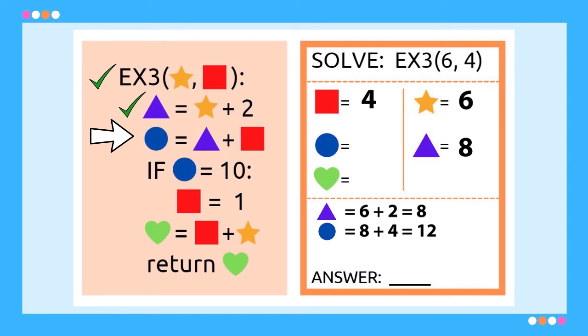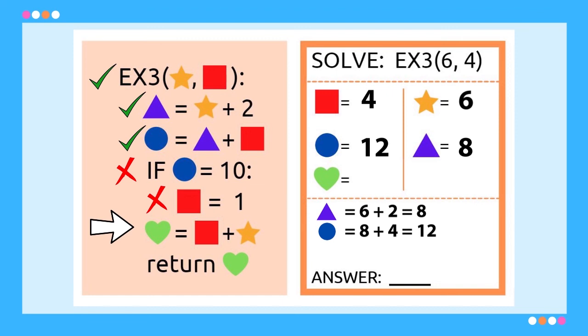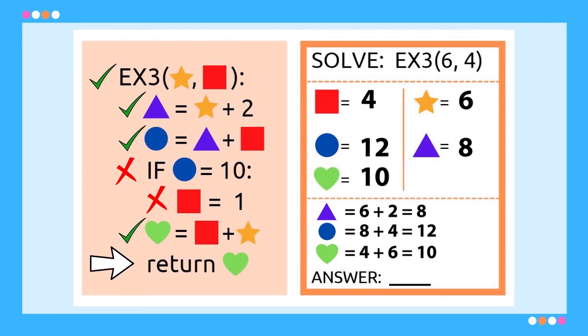So circle equals triangle, which is 8, plus rectangle, which is 4, so circle equals 8 plus 4, so circle is 12. Next, we have an if statement. So if circle equals 10, well, circle doesn't equal 10, so I can ignore the indented statement. And finally, heart equals rectangle plus star. So heart equals rectangle, which is 4, plus star, which is 6, so heart is 4 plus 6, or 10. And finally, I return heart, so my final answer is 10.